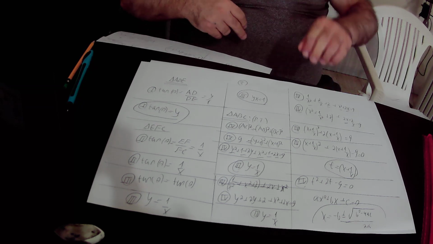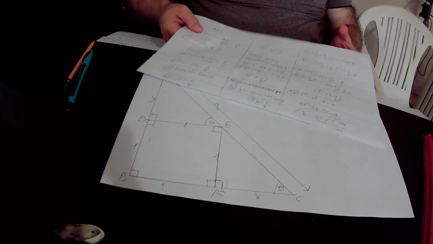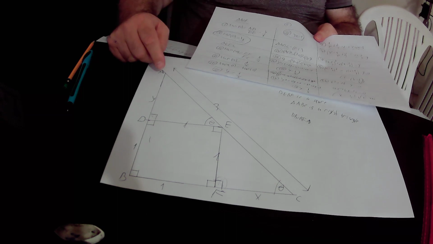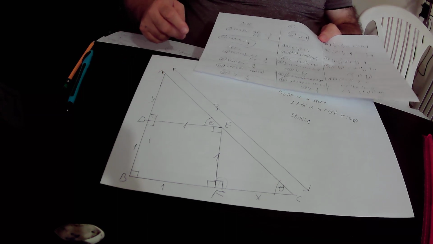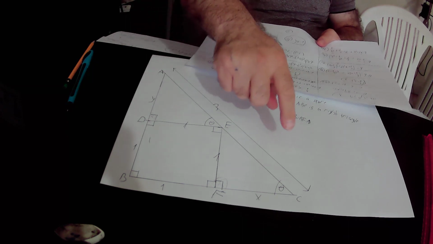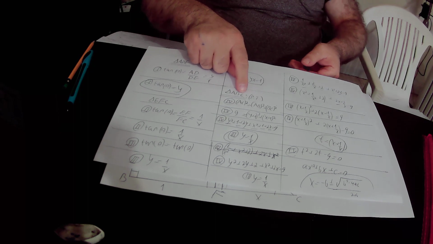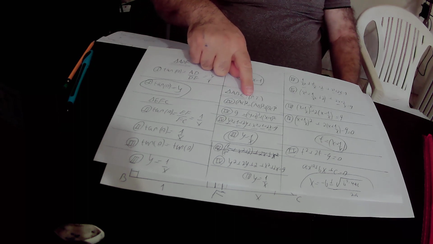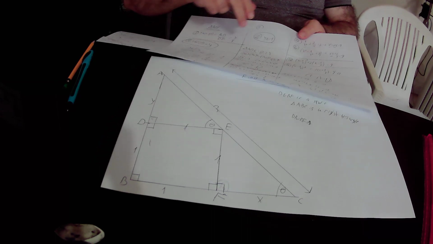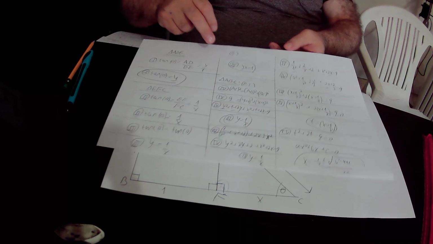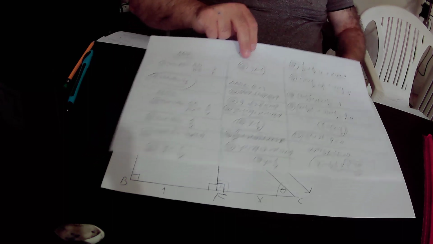Then we focused on the right triangle, triangle ABC. In the right triangle ABC, according to the Pythagorean theorem, the square of the hypotenuse equals the sum of the squares of the perpendicular sides. The hypotenuse is AC, and the square of the hypotenuse is AC squared, which must be equal to AB squared plus BC squared. AC equals 3 units. So AC squared is 3 squared, and 3 squared is 9.